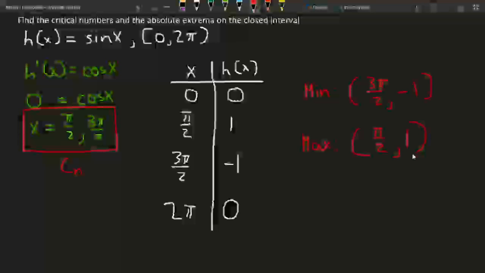So in review, in order to find critical numbers, you have to find the derivative first, then you have to set it equal to 0 and find the critical numbers that are within your domain. Then in order to find the absolute extrema, you can make a table and test both the endpoints and the critical numbers. And whichever y value is the highest, that means that is the max. And whichever y value is the lowest means it's the minimum.